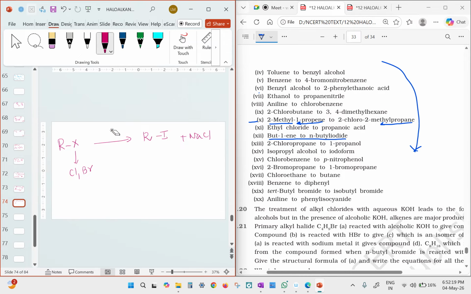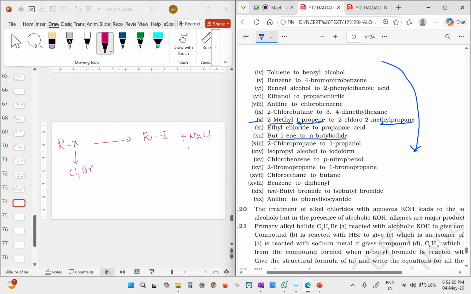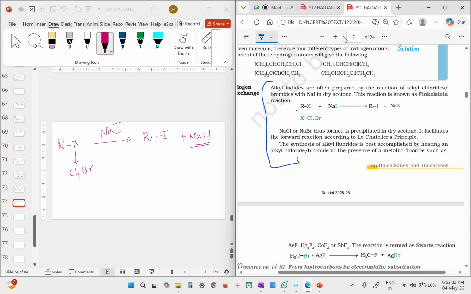So if you don't remember this, then you go and open the text. First, you have to break your head. I remember that there is NaCl, and there is no Na on the reactant side, so probably it was NaI. Then you go and ensure that yes, I am right.